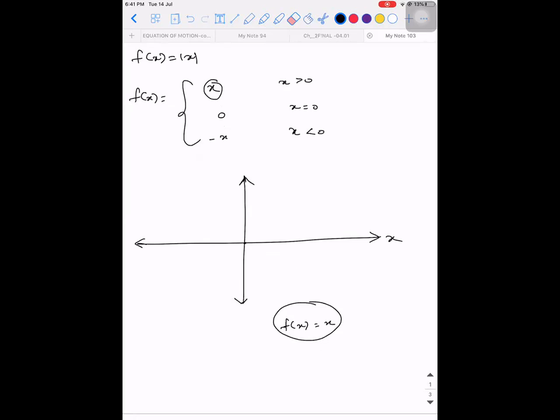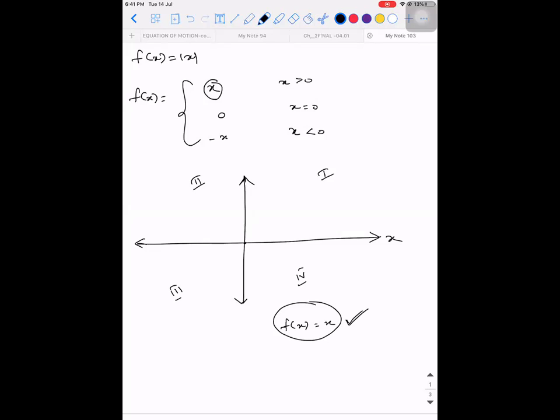Okay. x greater than 0 means your graph will belong to which quadrant? The first quadrant. Or else the fourth quadrant, sir. Yes, your graph can be restricted to the first quadrant or the fourth quadrant. So if I say f of x is equal to x, this is the very first function we discussed in this chapter on functions. What is it? It is an identity function.